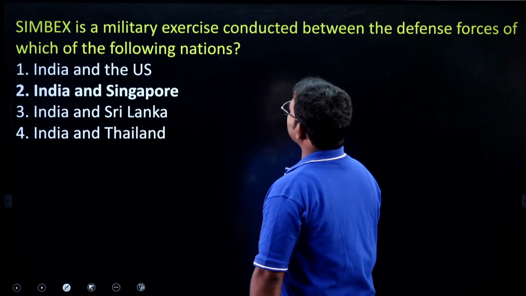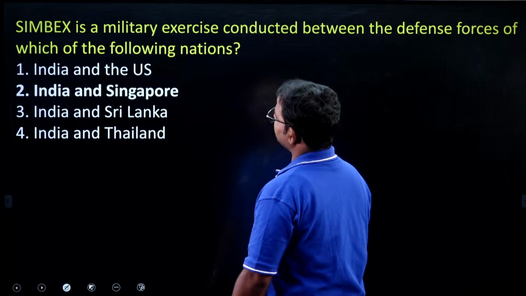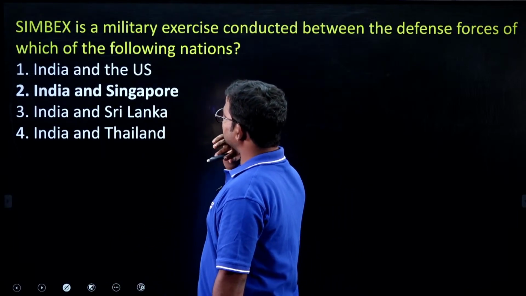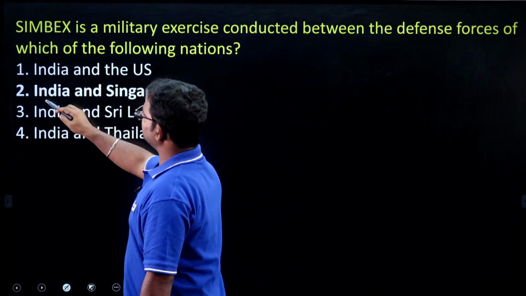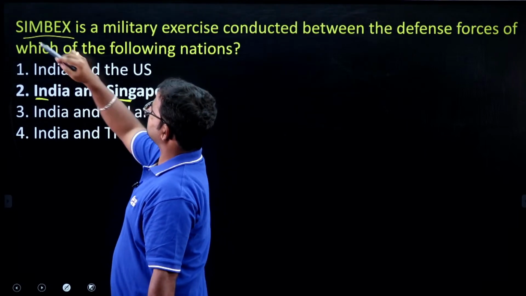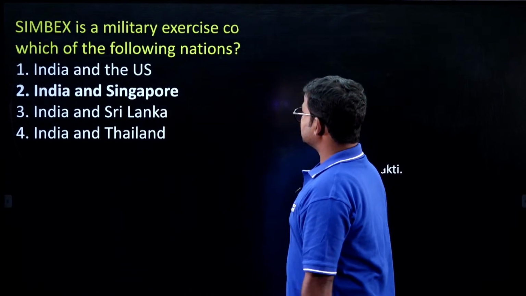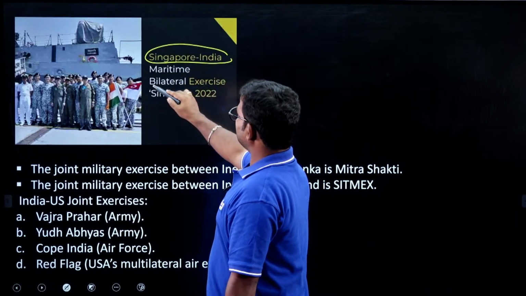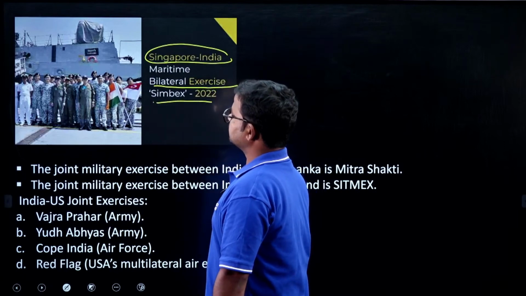Simbex is a military exercise conducted between the defense forces of which of the following nations? India and US, India and Singapore, India and Sri Lanka. Here you can easily remember India, next Singapore. This is nothing but Simbex. So option 2 is the right answer. Simbex, Singapore and India, a maritime bilateral exercise. That is considered Simbex.